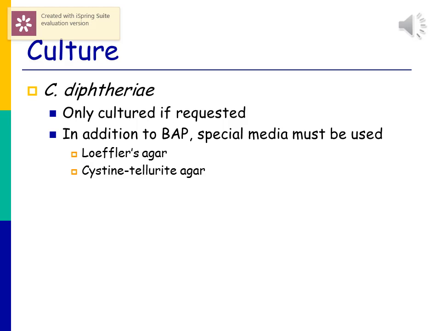For Corynebacterium diphtheriae, you're only really going to look for this organism if it's specifically requested. So in addition to your blood agar plate that you're always going to use for an upper respiratory sample, you'd have to add in special media for Corynebacterium like Loeffler's agar or cysteine tellurite agar.